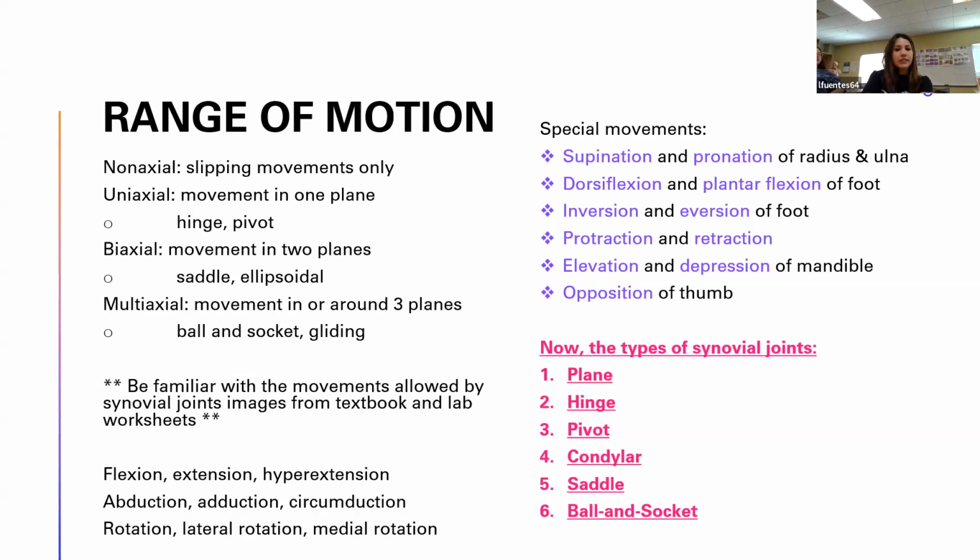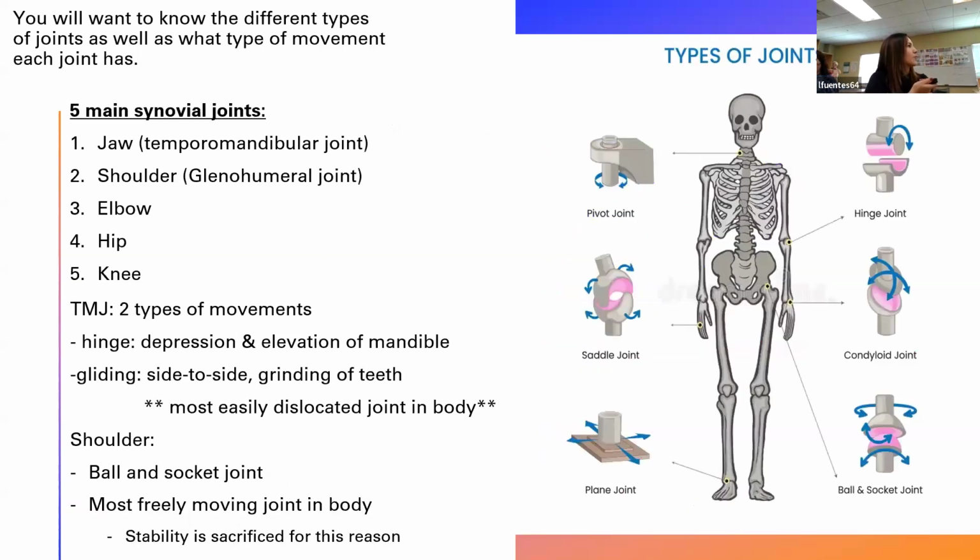Again, make sure you know the 6 types of synovial joints and an example for each. Your book has a really good table and it breaks down the entire skeleton in every single joint and names each type of synovial joint. Okay, so then you'll want to know the different types of joints.